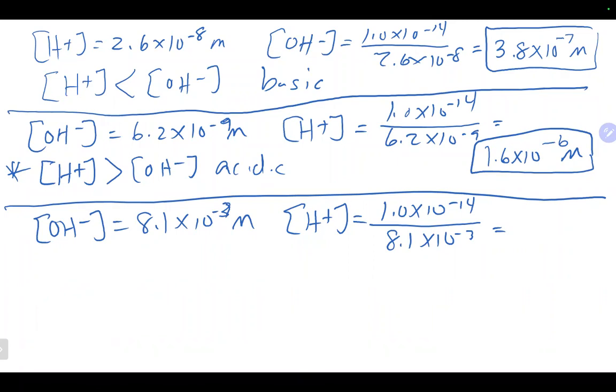All right, 1 to the minus 14 divided by 8.1 to the minus 3, it looks like. And my calculator wakes up here. Try that one more time. 1.2 to the minus 12. Yeah.